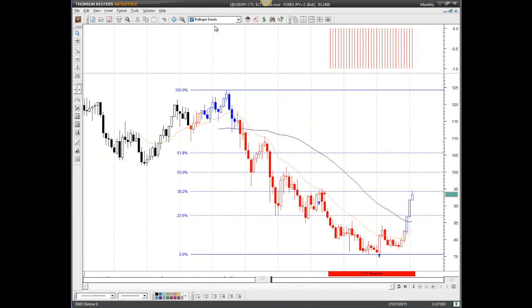Last pair of the day is US dollar Japanese yen. This particular one making huge grounds. I've got a monthly chart open here. You can see the all-time low, the high back in 2007 before the market really fell out. And you can see a clear drop to the downside. The US dollar lost a lot of ground against the yen.